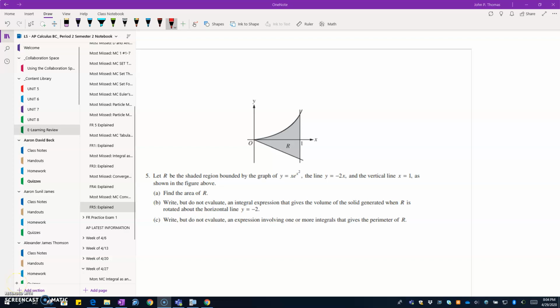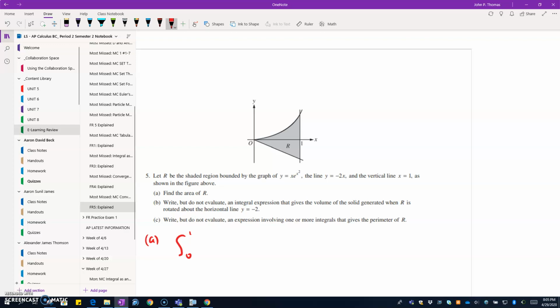All right, we're going to work through part A of this problem. So in part A, it says find the area of region R. So if we go through, we're going to have an integral. From the picture, we can get that it goes 0 out to 1. And then we want to take top function minus bottom function.